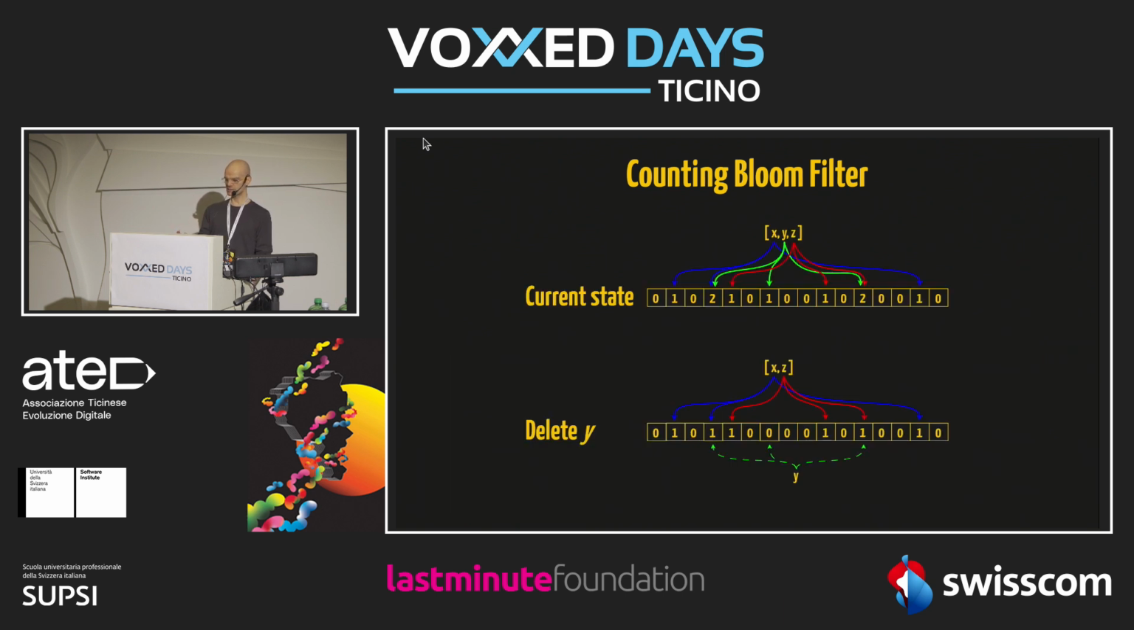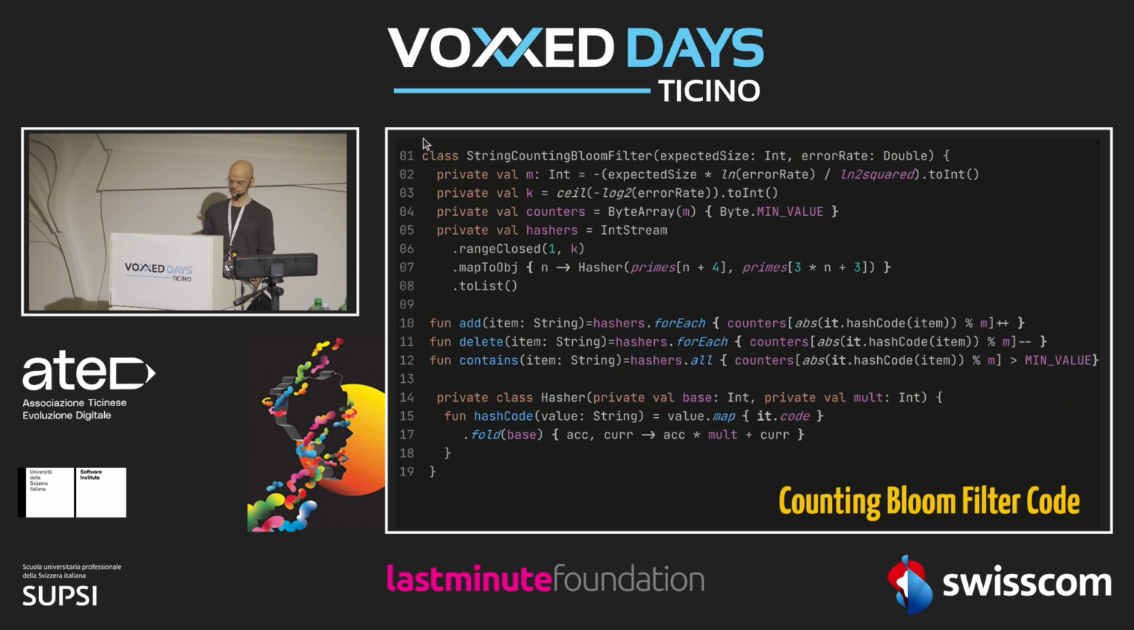From this current state, if we want to delete Y, then we just decrease the values at the indexes that the hash functions applied to Y map to. And in this case, it still works. There's, of course, a trade-off with this, and we will see it later.